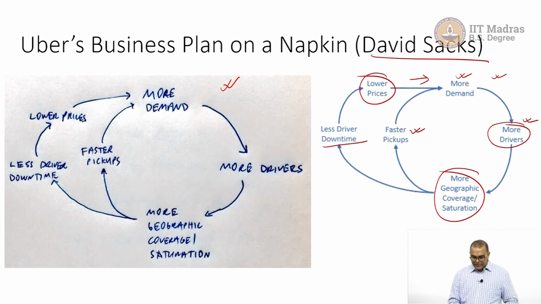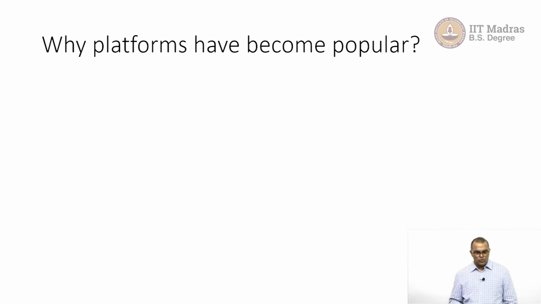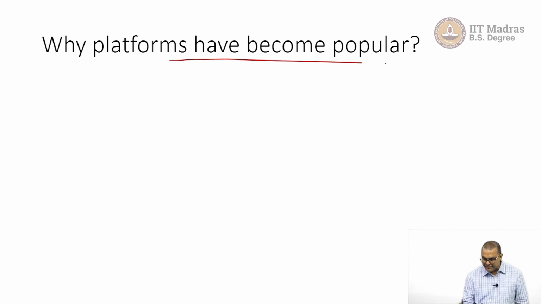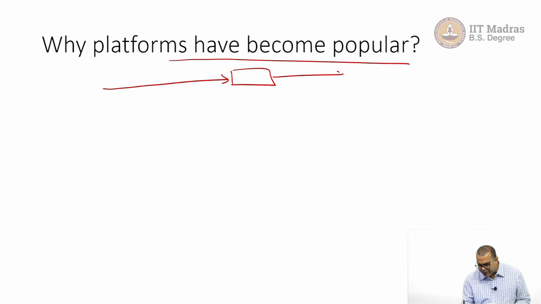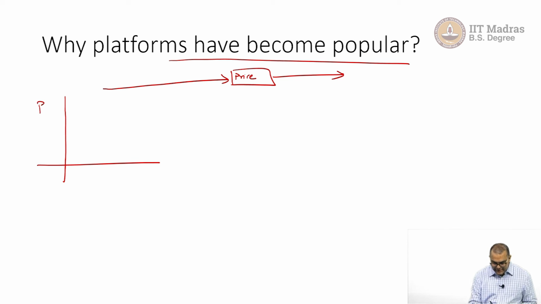Okay, but before we end for today, I want to talk further about two issues: why platforms have become popular, and then a little bit more on what is the difference between a traditional business and a platform business. In traditional business, when we say that things are in a pipeline way flowing in one direction, what is happening? The price is in the middle that is coordinating the effect. So we can draw something like this.